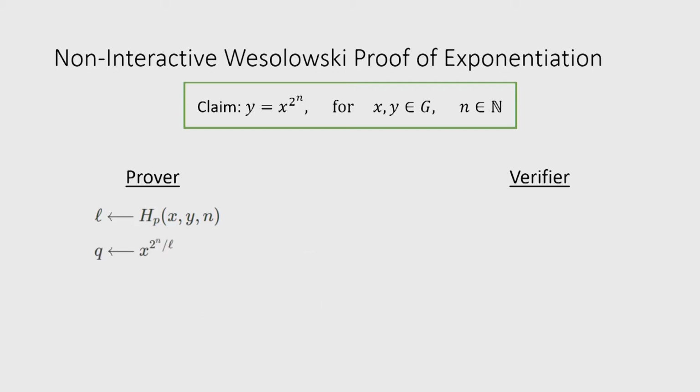Then the prover computes the proof, which is q, which is x raised to the power of 2 to the n divided by L. Importantly, this division is integer division, which means that it discards the remainder. The intuition here is the prover is doing almost all of the work, and you're going to use this to confirm that the VDF was computed correctly in a moment. So the verifier computes L for themselves, computes 2 exponentiations and a product, and does an equality check. This is just a rehash of what we've heard already a million times.